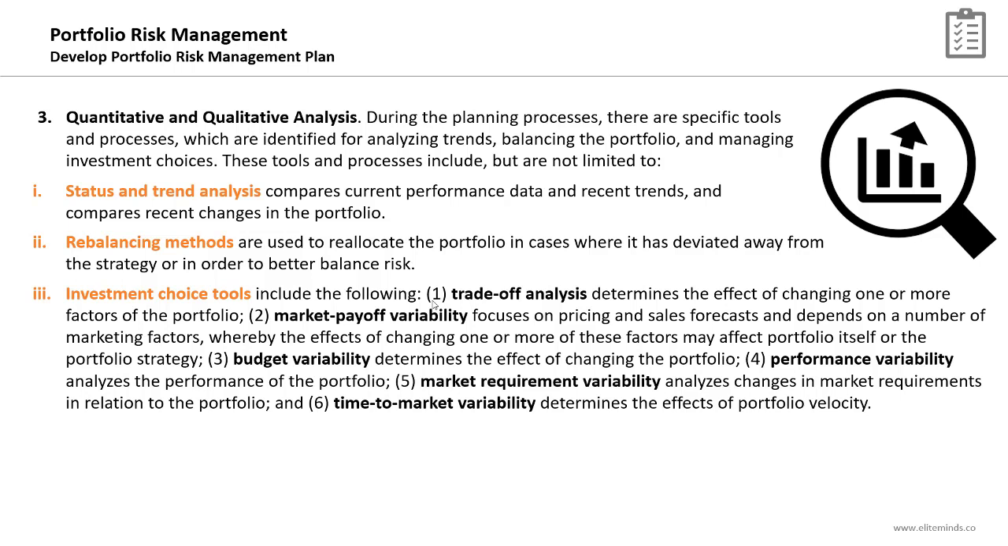You can also use the budget variability, which determines the effect of changing or updating the portfolio budget. Performance variability analyzes the performance of the portfolio. Market requirement variability analyzes changes in market requirements in relation to the portfolio and its components. And time to market variability determines the effects on the portfolio velocity. So for the PfMP exam, you don't want to dig deep into each of those tools. You just need to memorize and understand the definition of each of them, and I assume all of them are simple and clear.